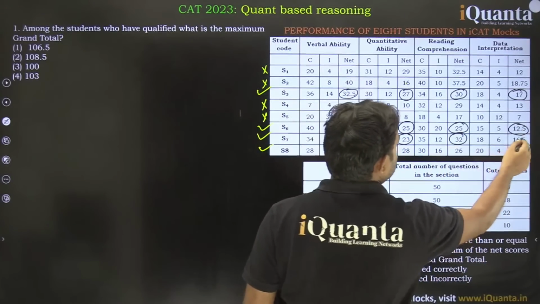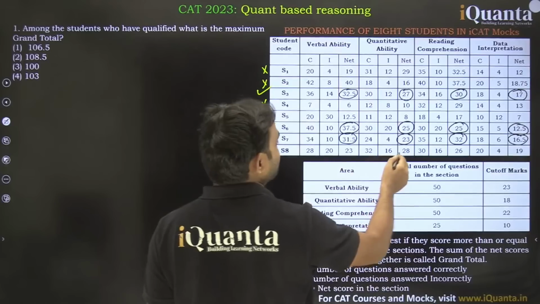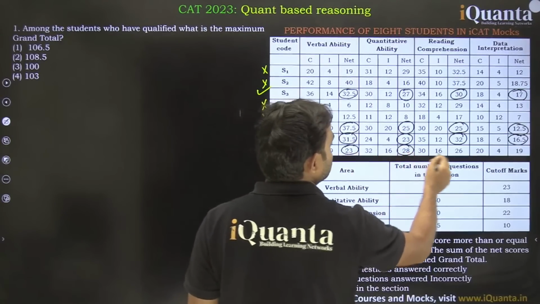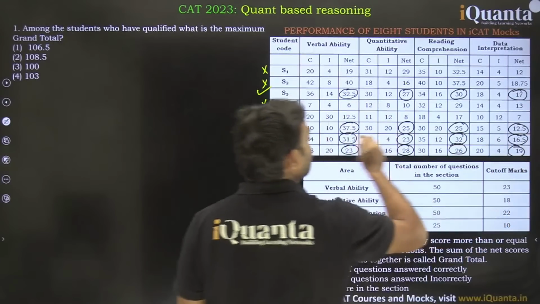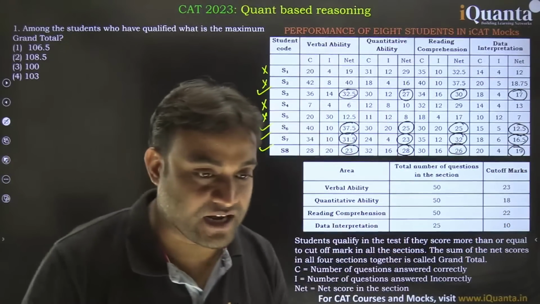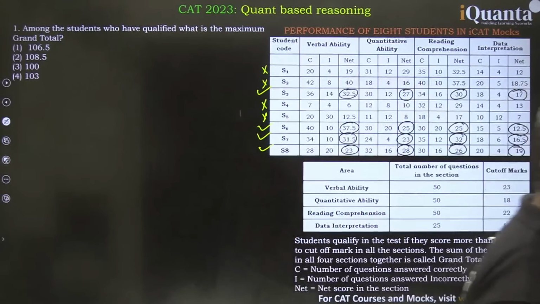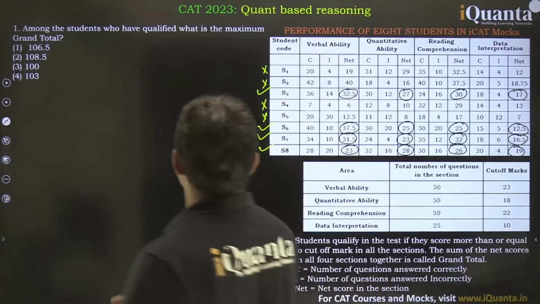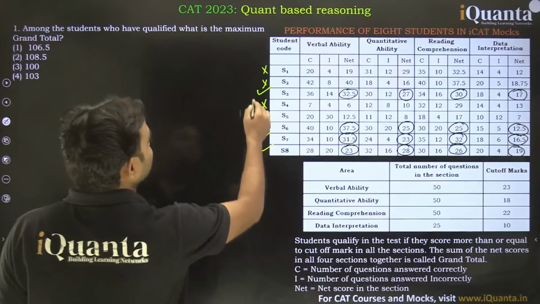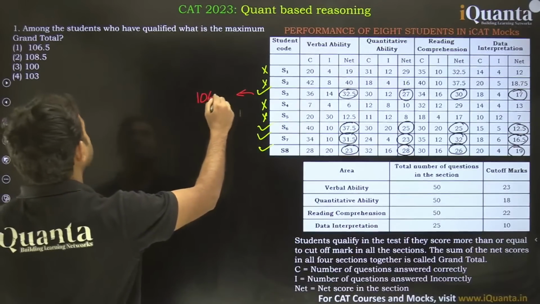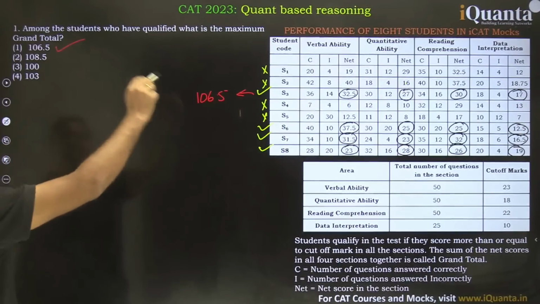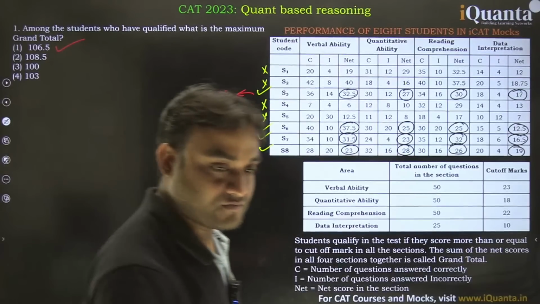If you have solved this, then you must know. If you haven't, then now is the time to solve this question. You just need to add these four values for each person, right? It's 106.5 for S3. So if you add the values for S3, it's 106.5. So option A is correct, right? Very nice.